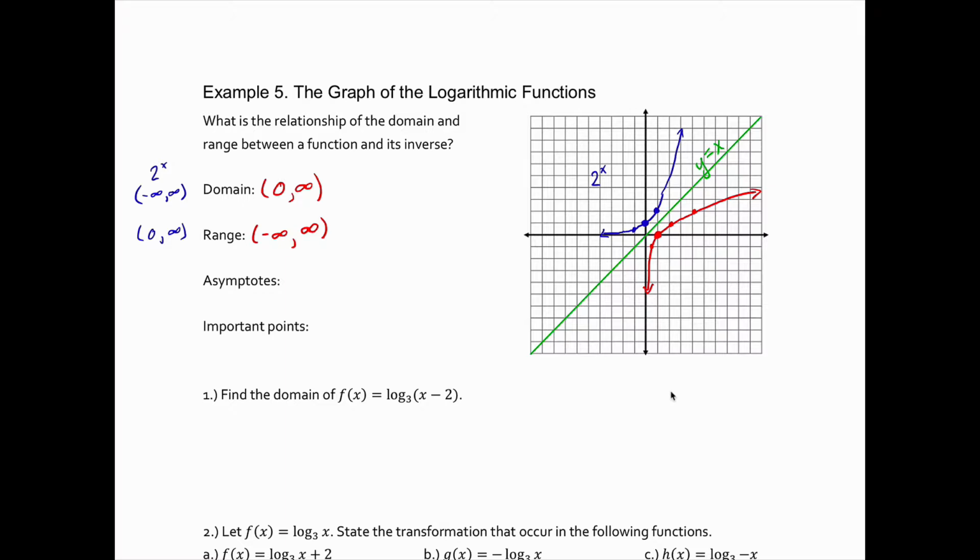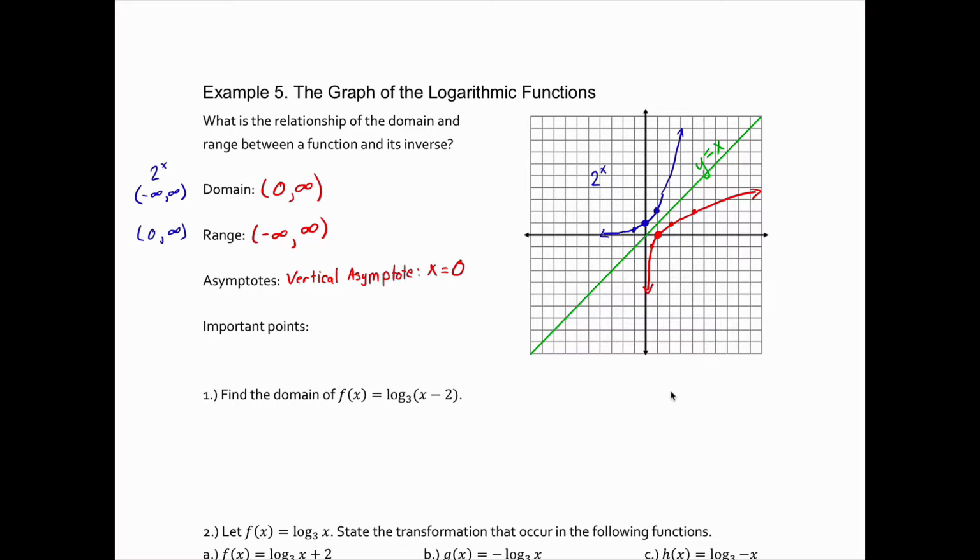Again, the thing to note about the asymptote is now here we have a vertical asymptote instead of a horizontal one. In a vertical line, well, without any transformations, it would just be x equals 0.